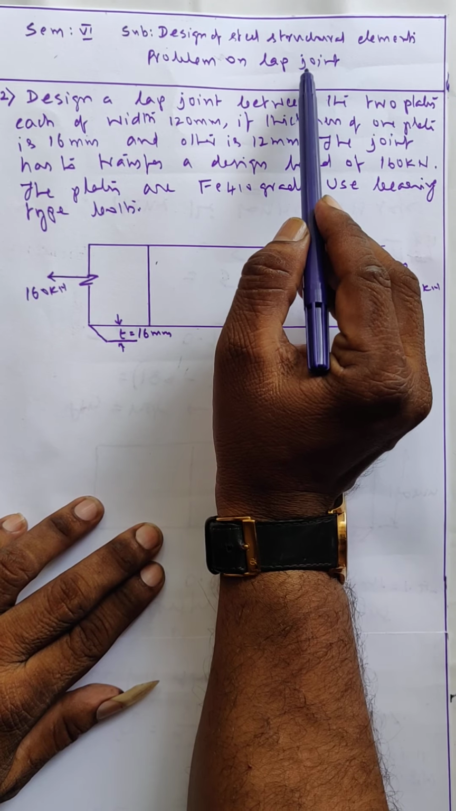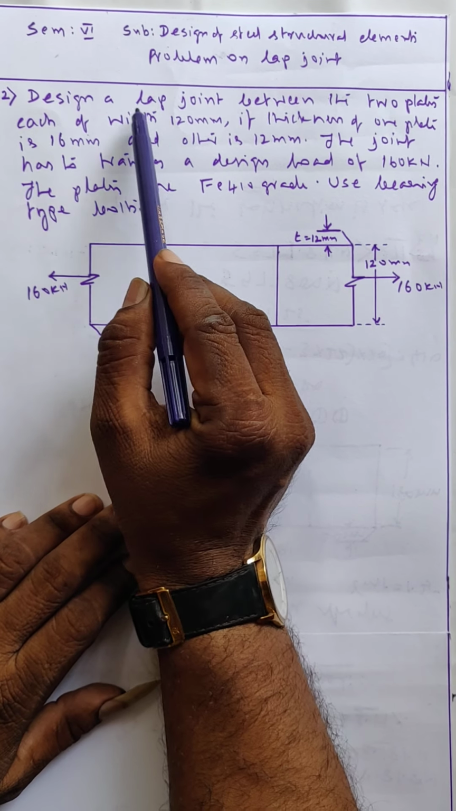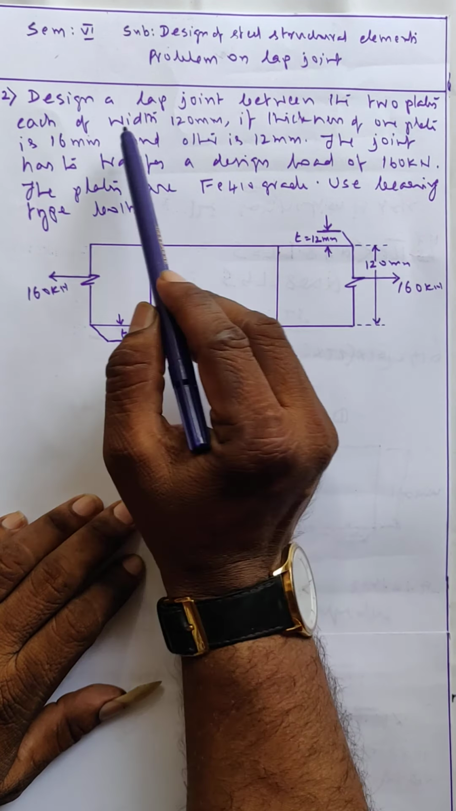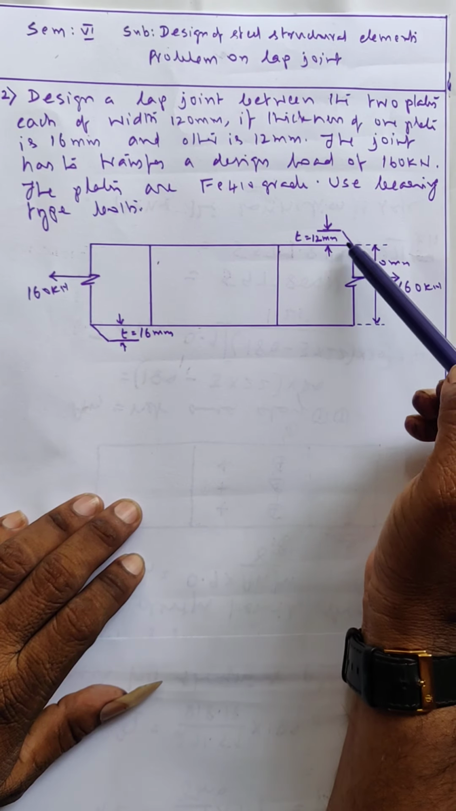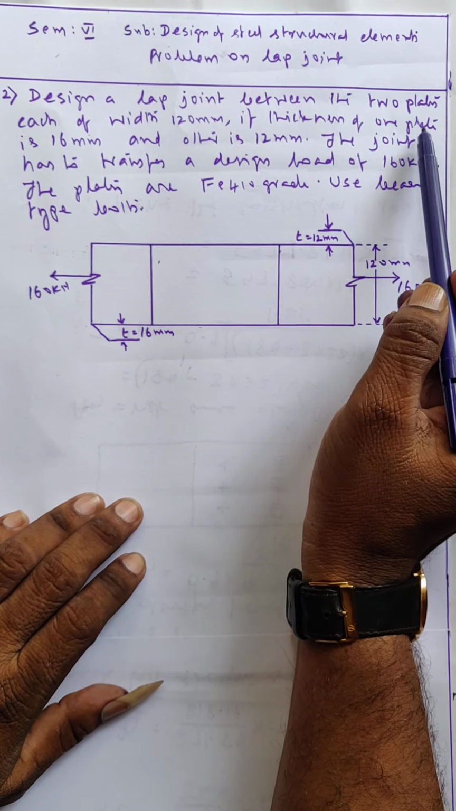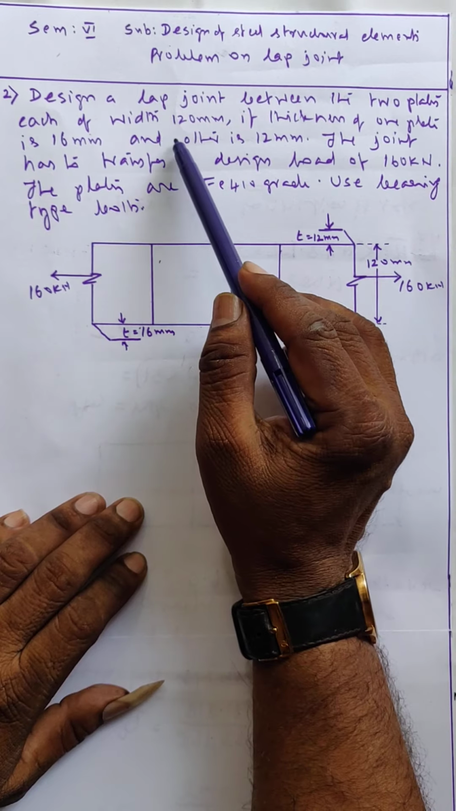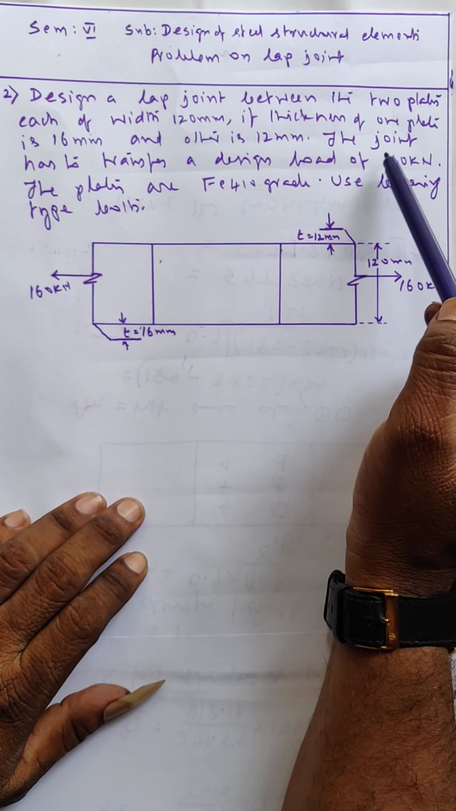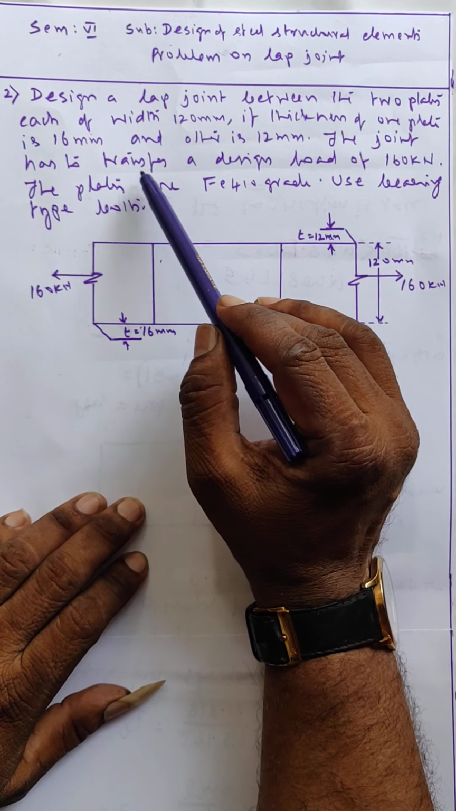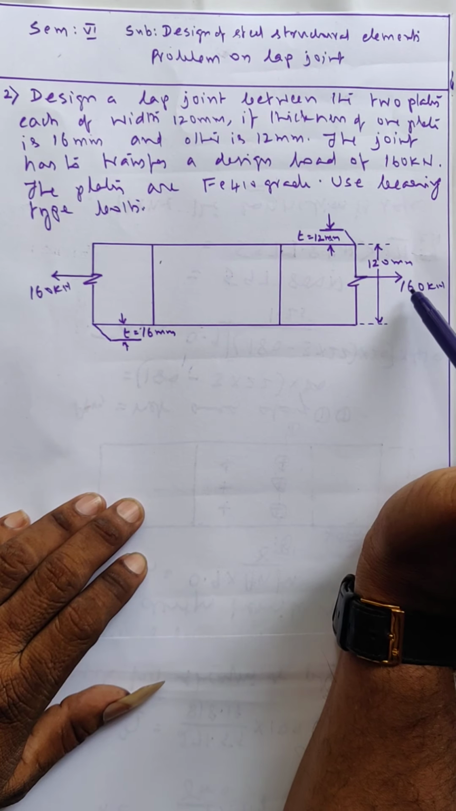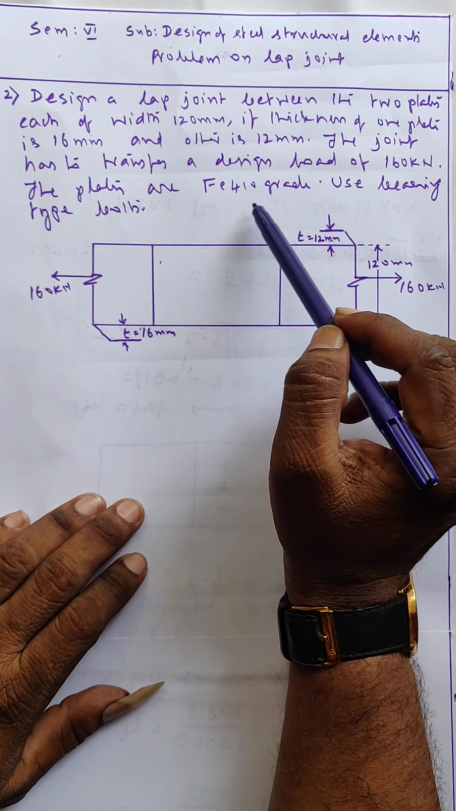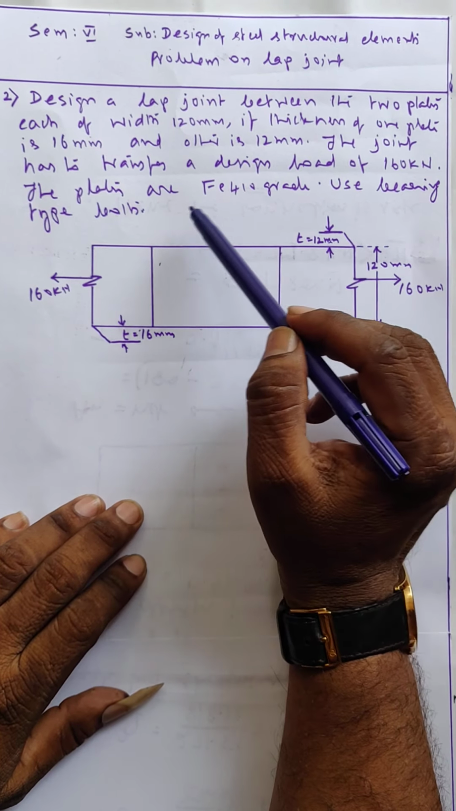Today we will see one more problem on the lap joint. Design a lap joint between the two plates, each of width 120 mm. If the thickness of one plate is 16 mm and the other plate is 12 mm, the joint has to transfer a design load of 160 kN. The plates are Fe 410 grade. Use bearing type of bolt.